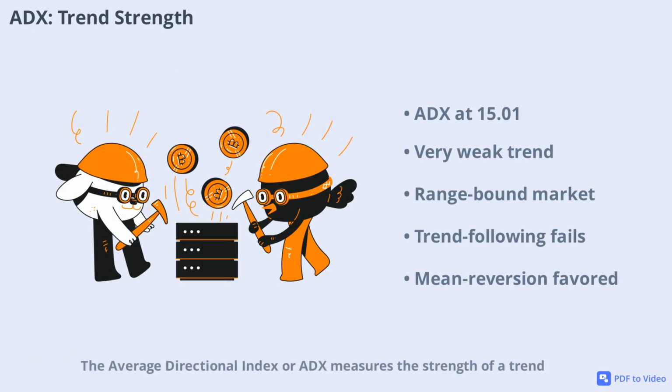The Average Directional Index, or ADX, measures the strength of a trend. With an ADX reading of 15.01, QCOM is in a very weak or non-existent trend environment. This means the market is range-bound and directionless, making trend-following strategies less effective. Instead, mean reversion strategies may be more appropriate in this kind of market, as price tends to oscillate within a range rather than trend strongly in one direction.